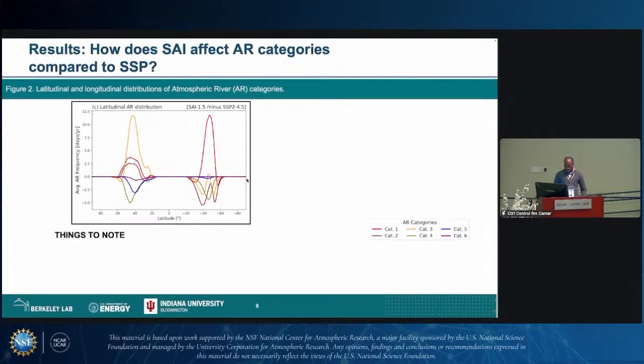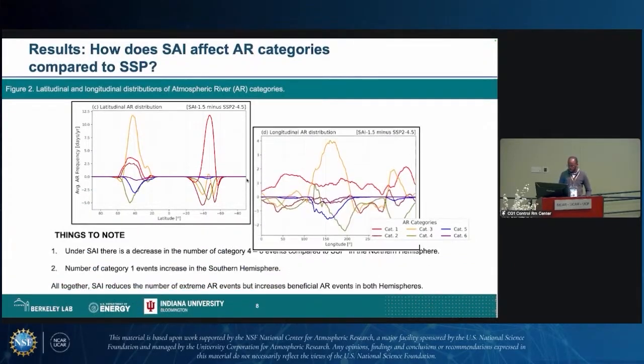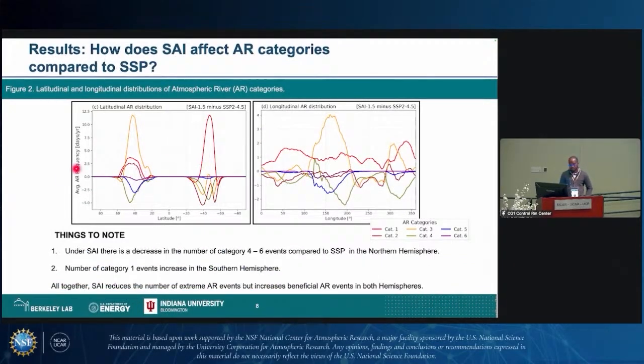So in these two panels, we are looking at the difference in the categories of ARs that happen under SAI relative to ARs that happen under SSP. And what we see is that under SAI, we have an increase in the beneficial ARs, that is ARs that do not bring a lot of rainfall or are not that catastrophic. But under SSP, we saw that there was going to be an increase, but it's reduced totally under the SAI. And we see this happen in both the northern hemisphere and the southern hemisphere.